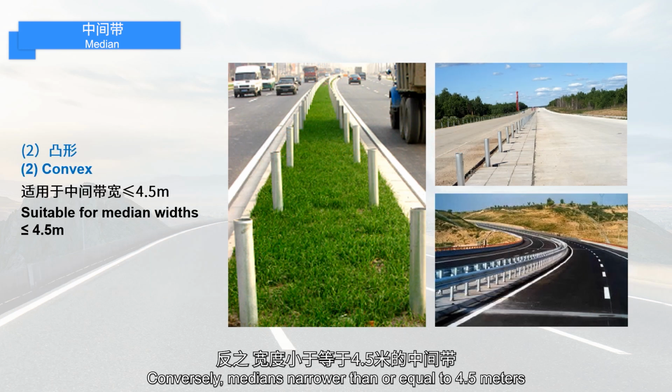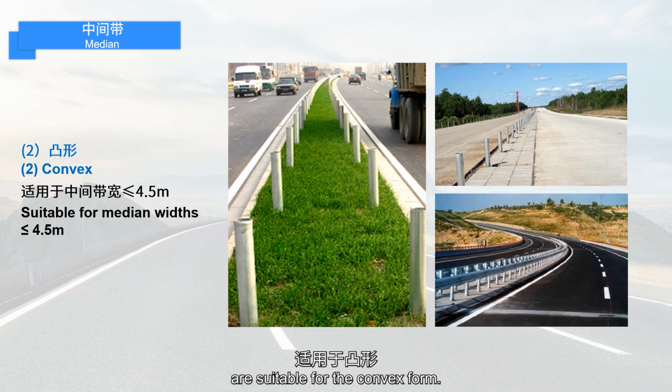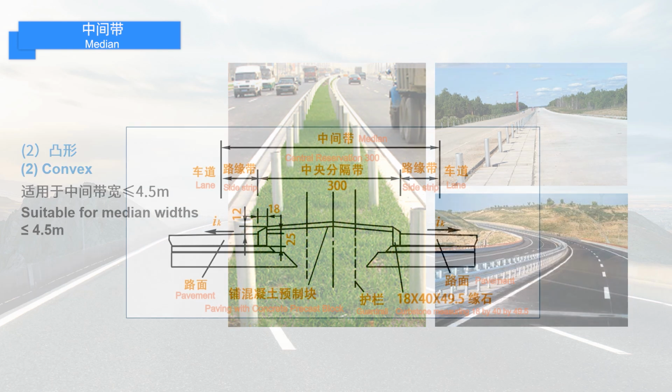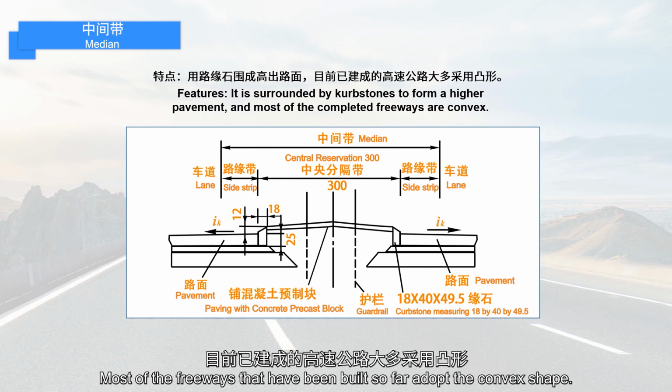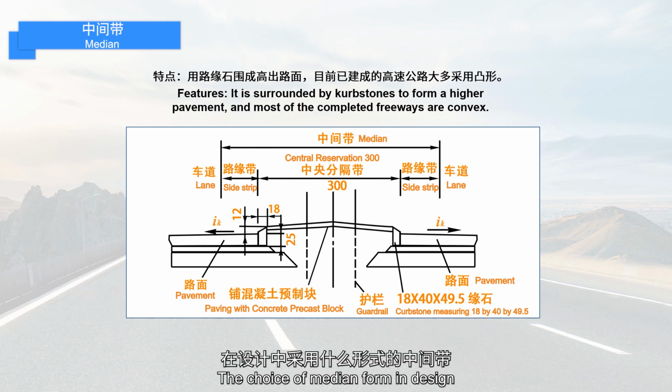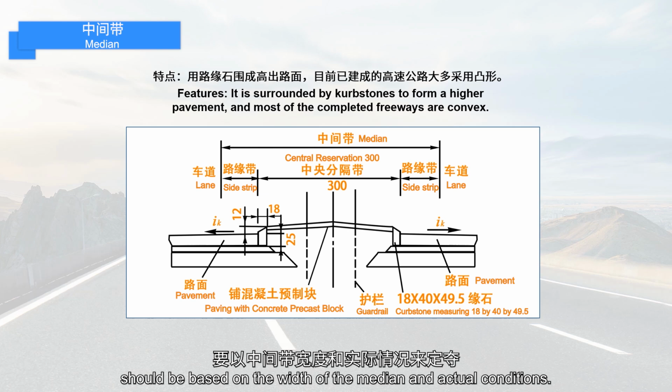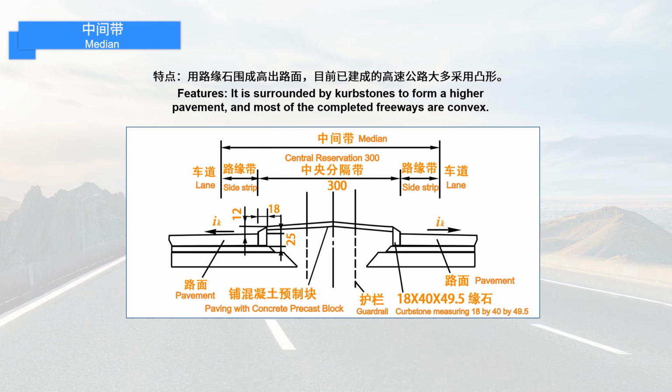Conversely, medians narrower than or equal to 4.5 meters are suitable for the convex form. The convex form uses curbstones to create a barrier higher than the road surface. Most of the freeways that have been built so far adopt the convex shape. The choice of median form in design should be based on the width of the median and actual conditions.